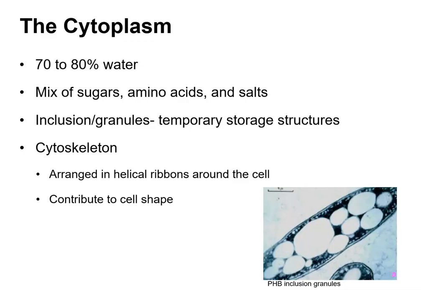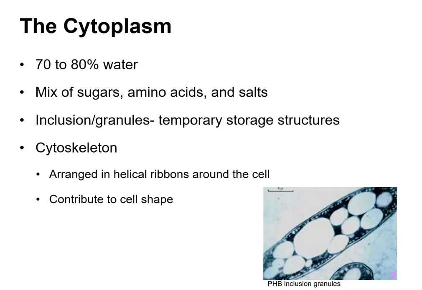This happens a lot of times when bacteria are grown in culture, when they're grown on very nutrient-rich media. So it has all the nutrients it needs, so it'll stockpile them in inclusion granules and then simply break them down when they need them.